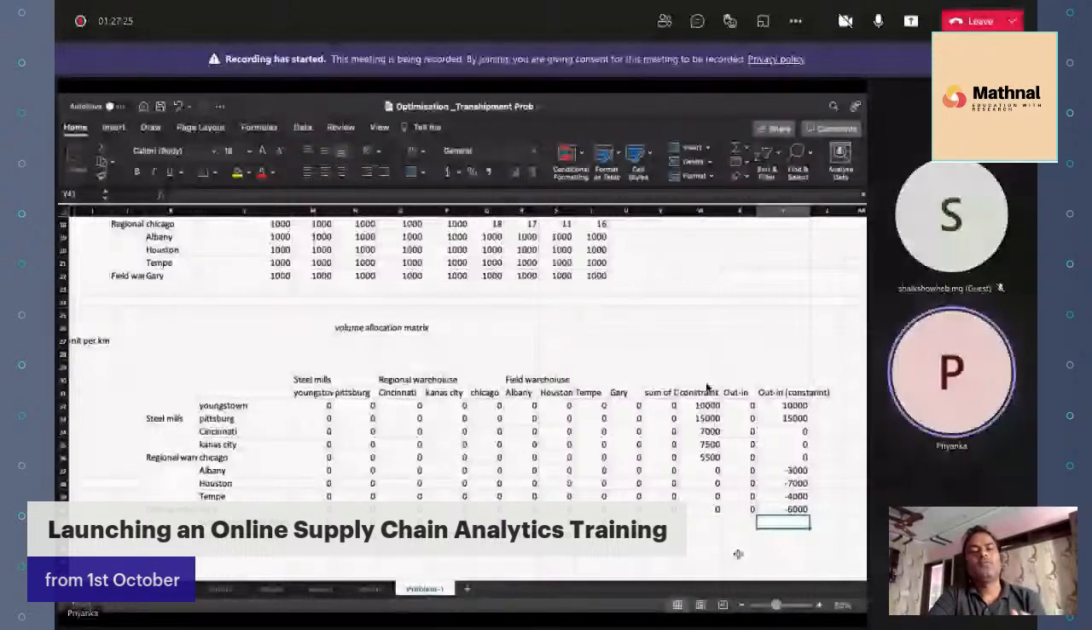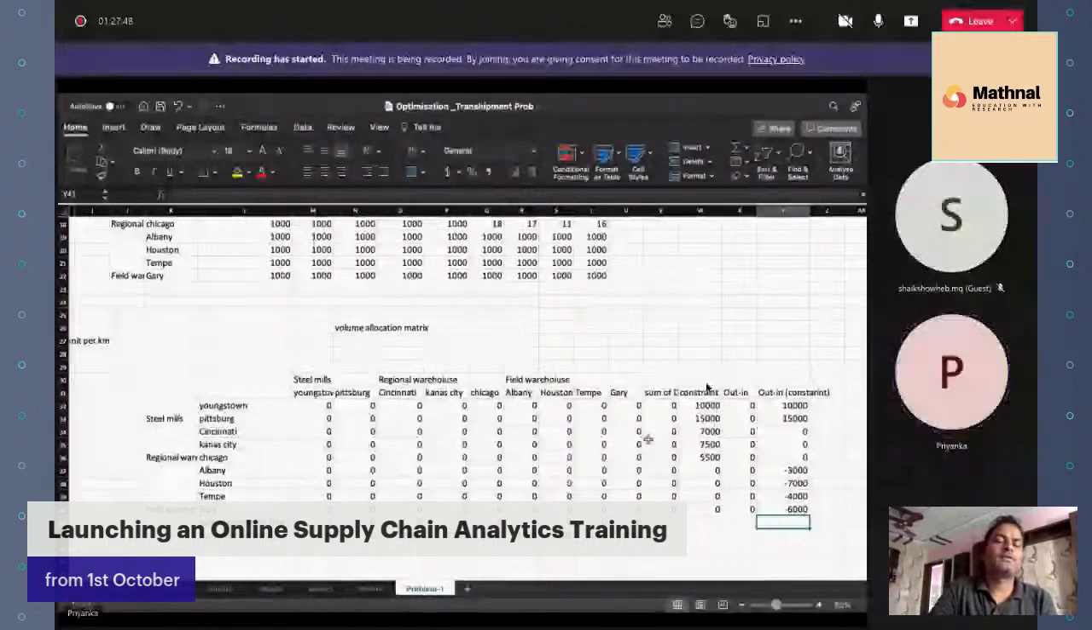How much volume has to be shipped from Youngstown to Cincinnati? How much volume has to be shipped from Youngstown to Chicago? How much volume has to be shipped from Chicago to Gary? So that the overall cost per unit per kilometer is minimized. So this is a volume allocation matrix.